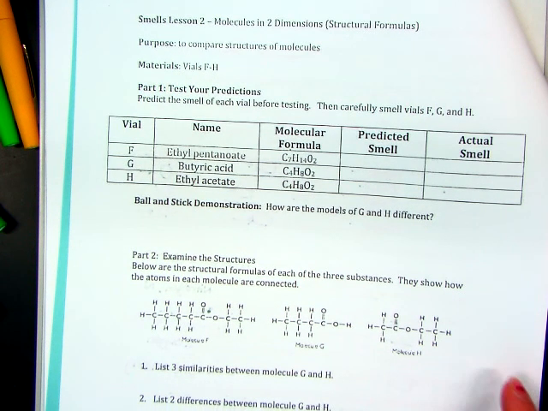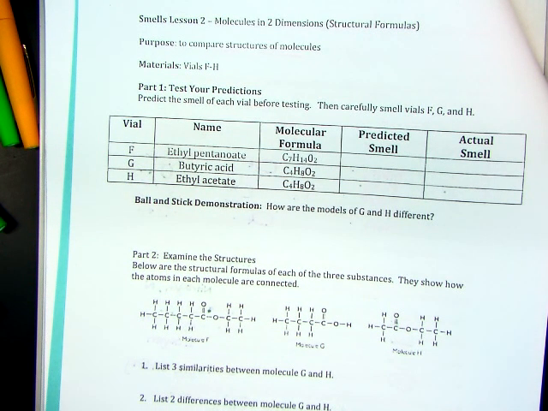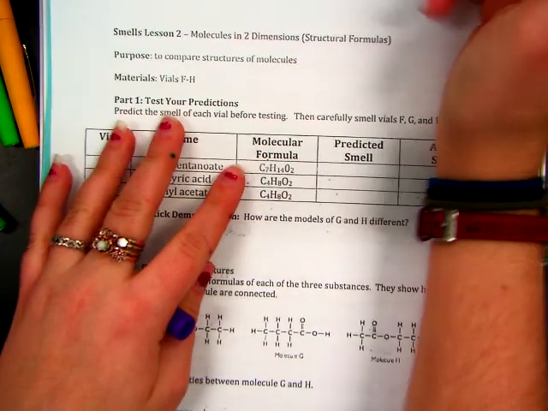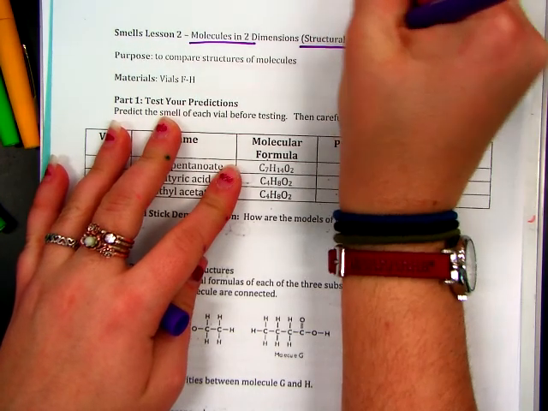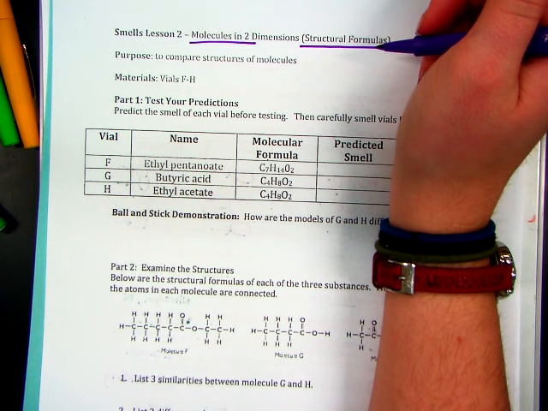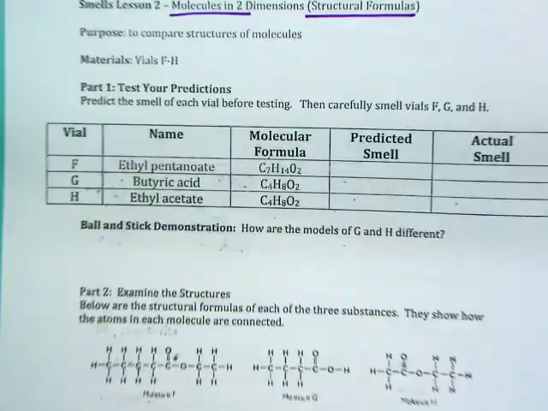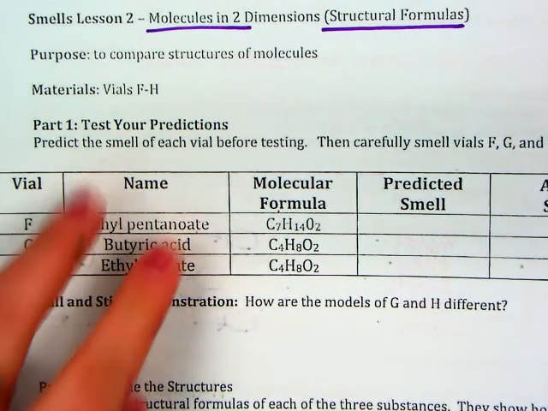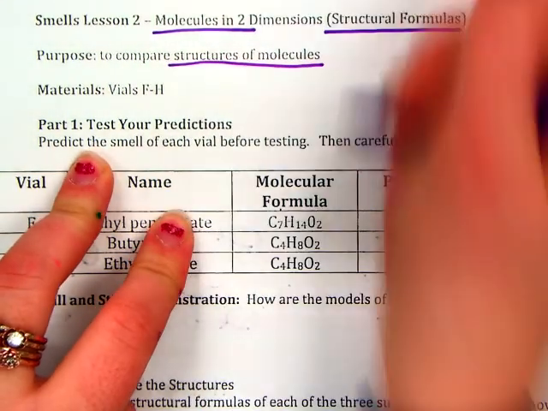In Smells Lesson 2, we're going to be focusing more on molecules in two dimensions, but looking more at the structural formulas of chemicals and how that affects their smells. And so the purpose of today, again, is going to be comparing structures of molecules and the smells that they give off.